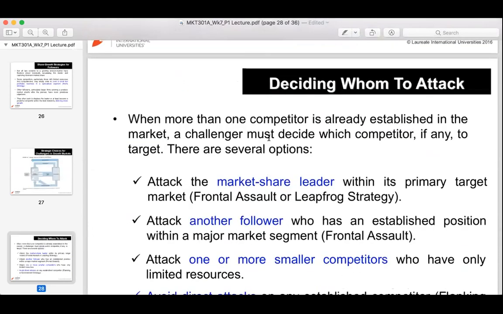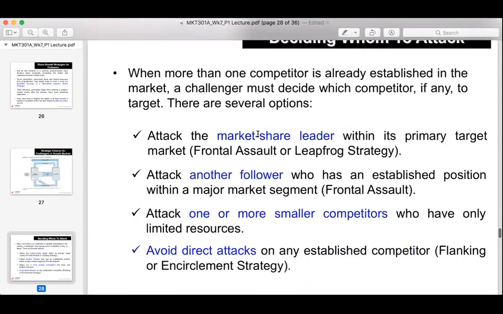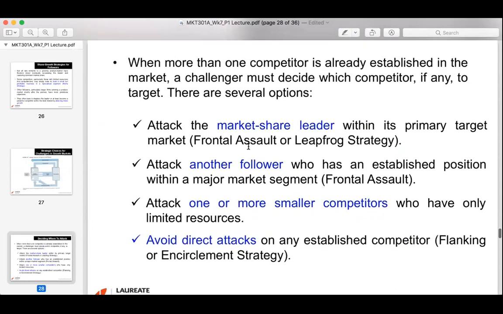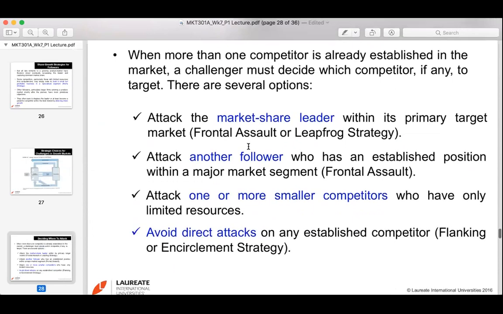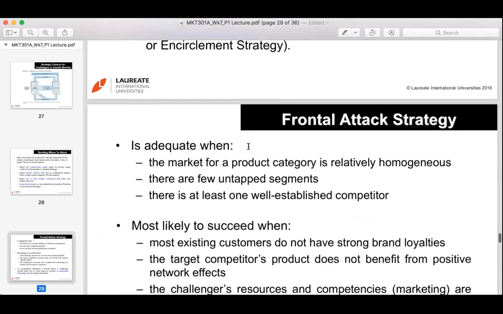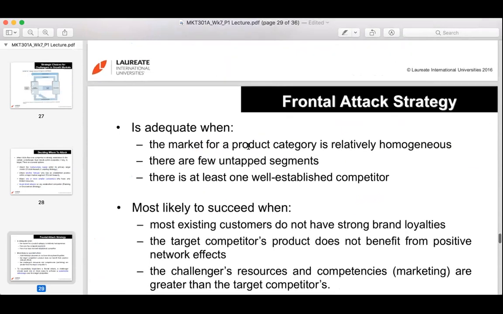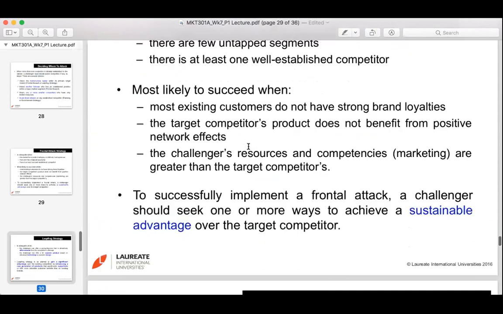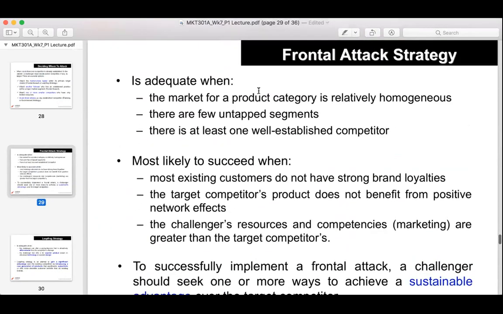I think the main point in terms of your strategy is also to decide whom to attack. Whether you want to attack the market leader, attack another follower, or one or more smaller competitors, or avoid a direct attack, using a flanking or encirclement strategy. There are a few things as well in terms of frontal attack and leapfrog and so forth. Let's have a look at it briefly.